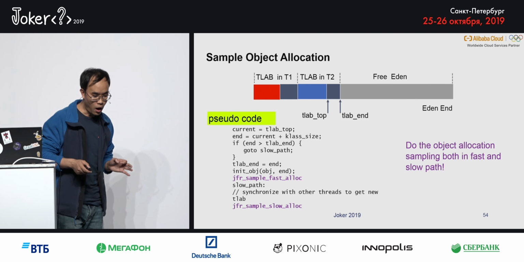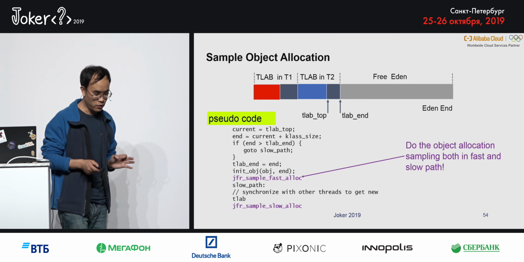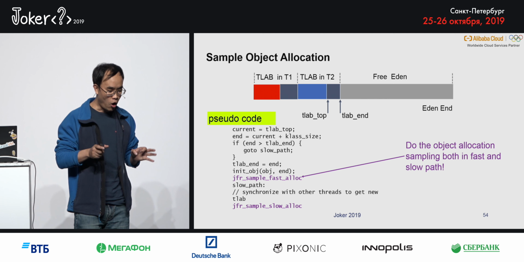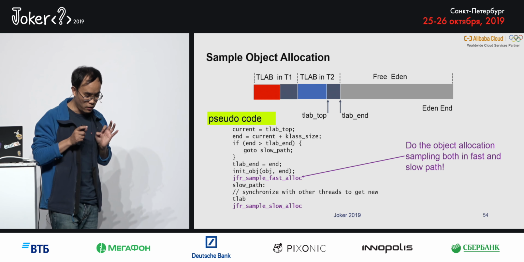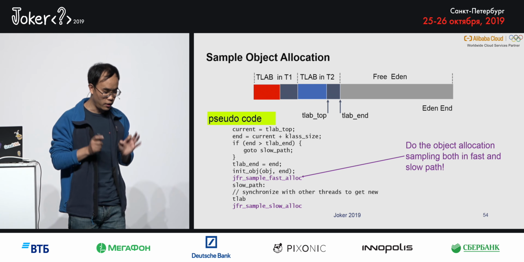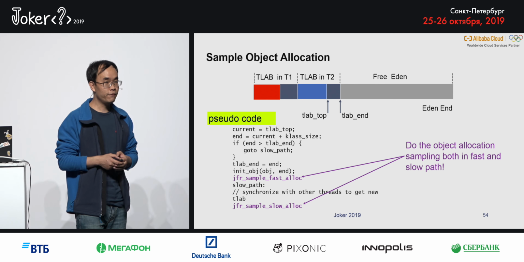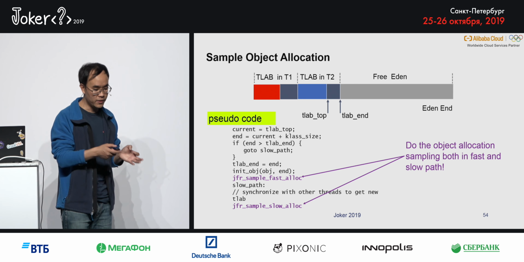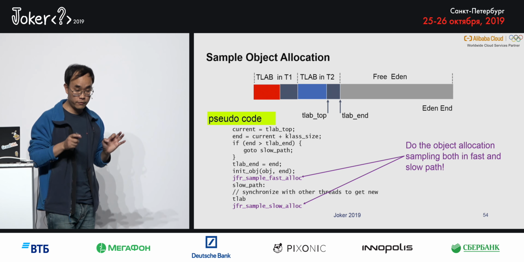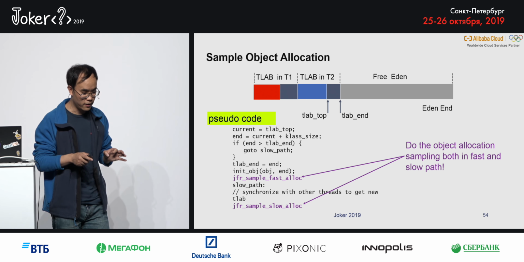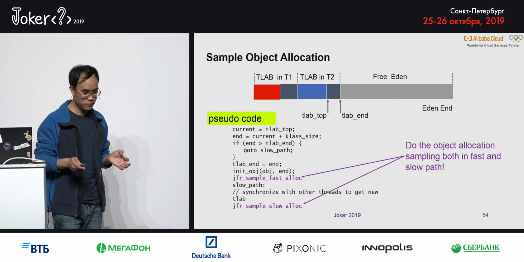So when we do object allocation sampling, the first place is when the object has been allocated from TLAB. When the allocation is done, then we can trigger the sample. Otherwise, if for example the TLAB is not enough and it goes to the slow path, even in the slow path we also track and take samples for your object allocation.